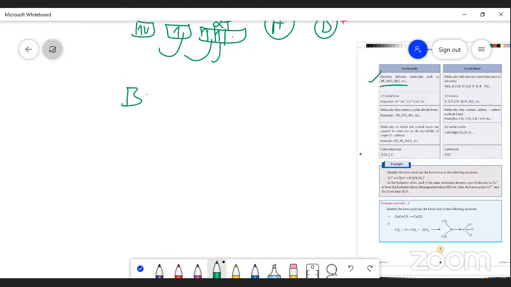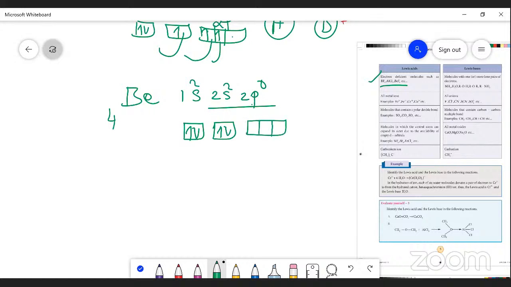Now I am going to mention beryllium. What is the atomic number of beryllium? 4. What is the electronic configuration? 1s2, 2s2, 2p0, no 2p electrons. This is the valence shell, 2s2, 2p0. If you write in a box, 2 electrons in 1s, 2 electrons in 2s, and the empty 2p level.